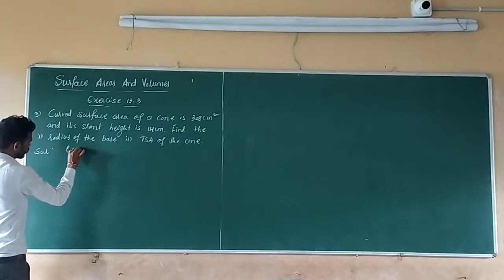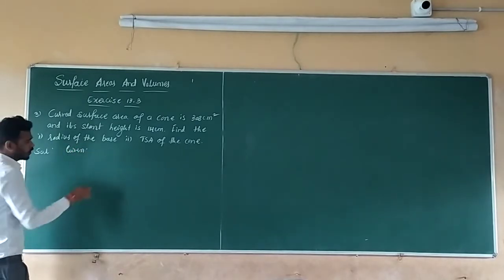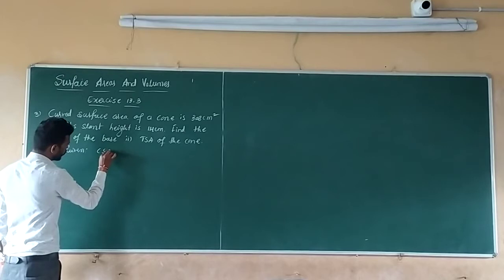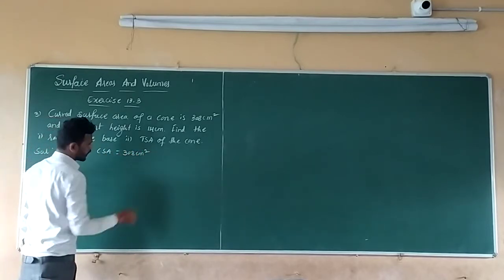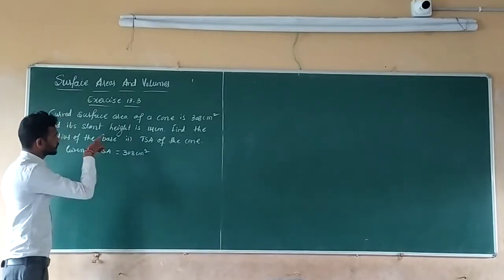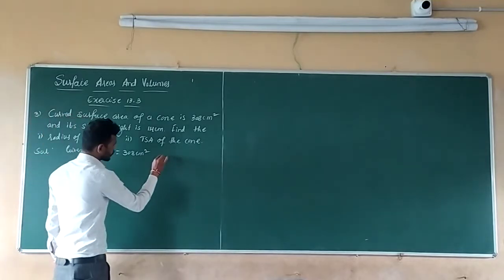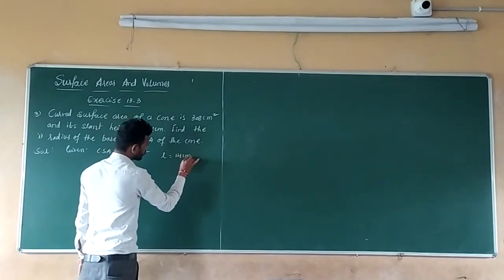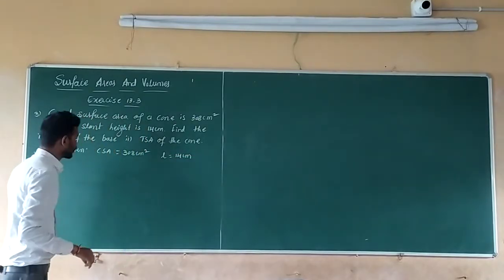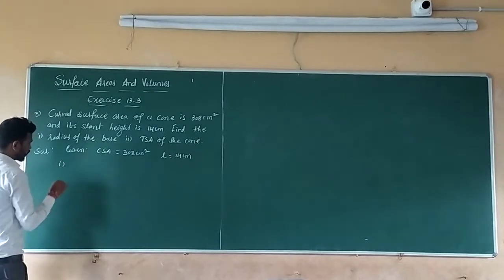Write the given. What is the given? CSA of a cone. How much is given? 308 centimeters square. And slant height is given. Slant height means here they are given how much? 14 centimeters. Now first we need to find the radius.